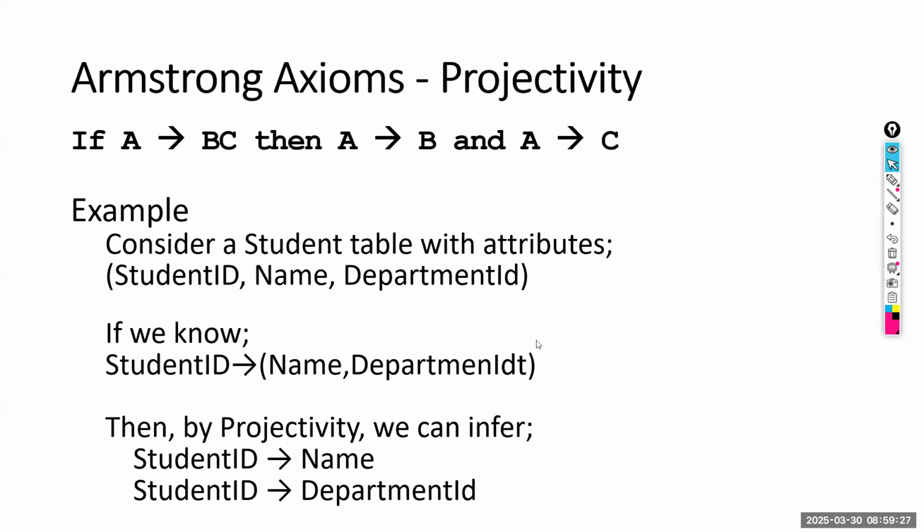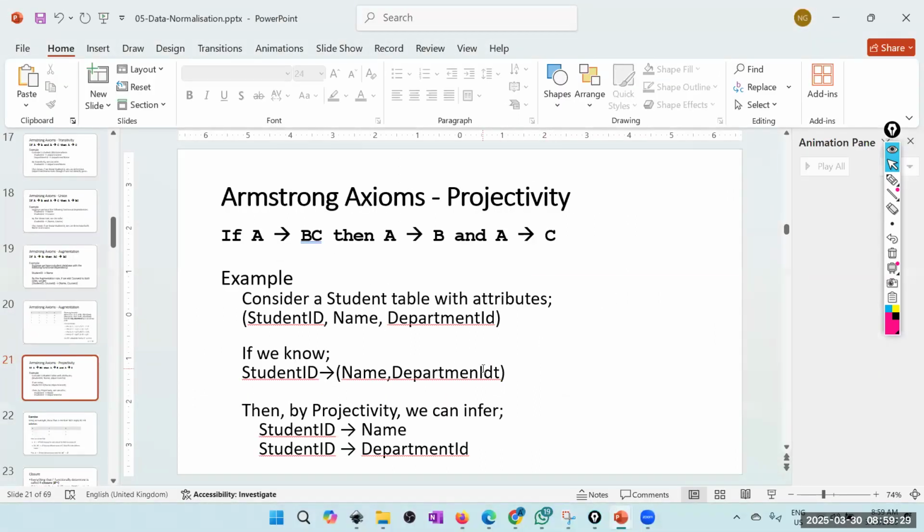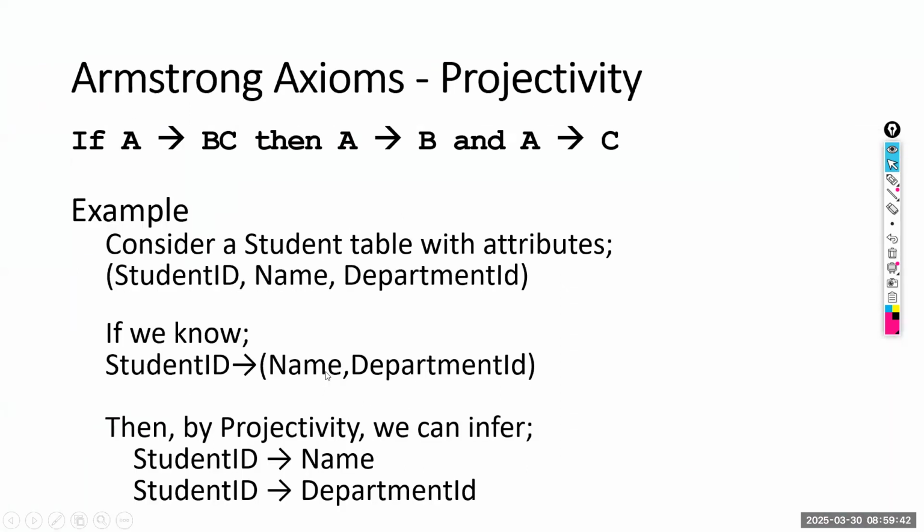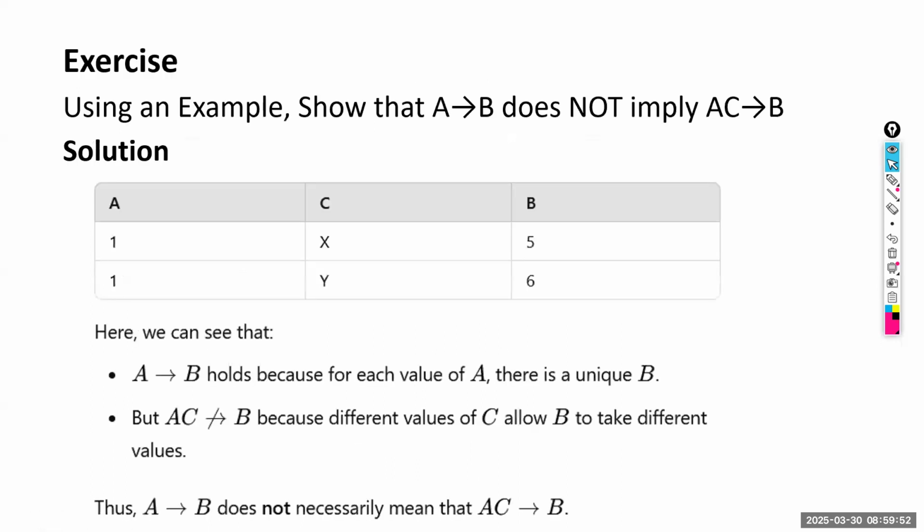So there's a spelling mistake, okay. Right. So if student ID determines name and department ID, we can say that student ID determines name, and student ID determines department ID. Okay. So this is an example of that.